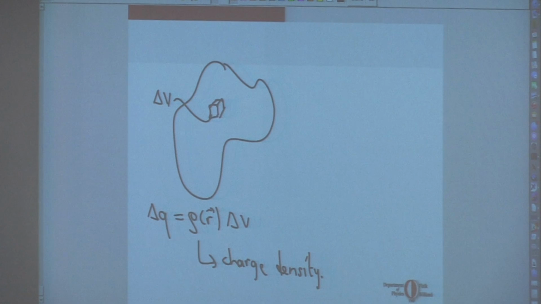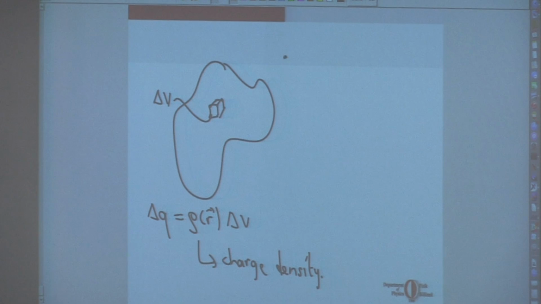So it gives me the amount of charge per unit volume. In most of the examples that we will be dealing with, we will be assuming that the charge is either uniformly distributed over some volume, or uniformly distributed over a surface, or uniformly distributed over a line. There will be a few examples where we will take that the charge density is not uniform.